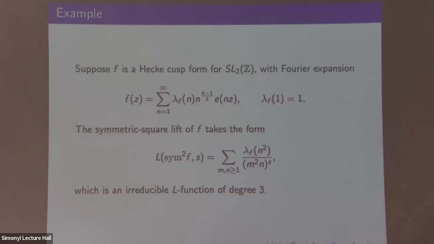For this talk, it's just an analogy. But what's an example of a GL3 cusp form? The simplest example to give is a symmetric square lift of our GL2 cusp form. You basically are sampling the Fourier coefficients at squares. And this gives you this degree 3 L function, which is known to be automorphic.